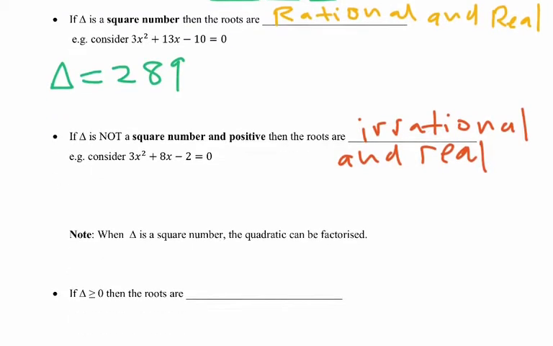Now, here's a little tip for you. If delta is a square number, the quadratic can be factorised. So if you want to do a quick check to see if a quadratic can be factorised, you just find out what the discriminant is, and if you get a square number, then you know it can be factorised.